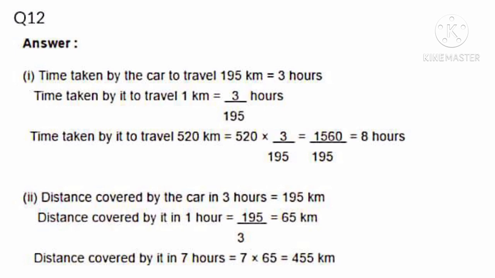Second part of the question is, how far will it travel in 7 hours with the same speed? So distance covered by the car in 3 hours is given, 195 km. So distance covered by it in 1 hour is 65 km. So distance covered by it in 7 hours will be 7 into 65, that is 455 kilometers.